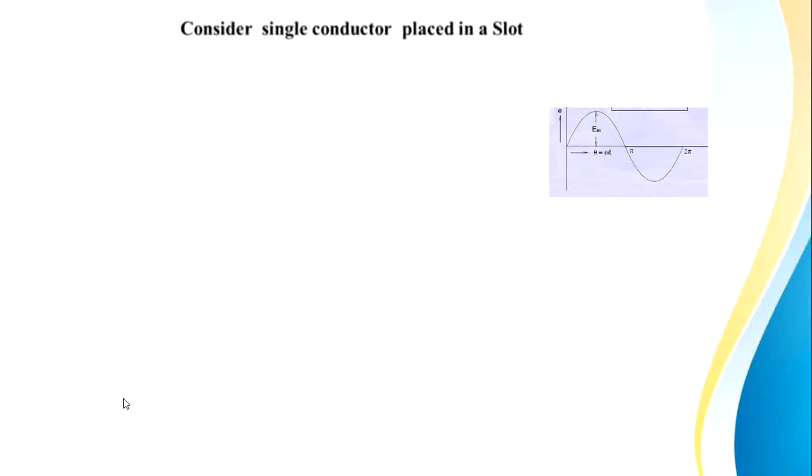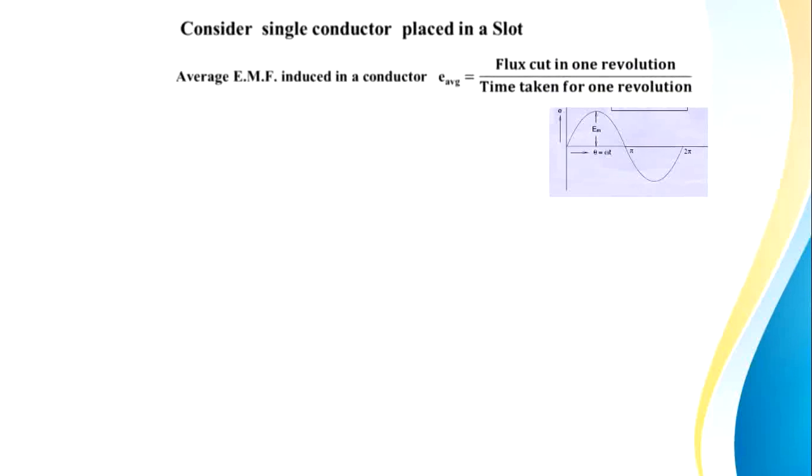Now consider a single conductor placed in a slot. The average EMF induced in a conductor will be the flux cut in one revolution divided by the time taken for one revolution. This expression is derived from Faraday's law of electromagnetic induction, E is equal to d phi by dt, where phi represents the flux. That is why the EMF expression is given here: E average is equal to flux cut in one revolution divided by time taken for one revolution.